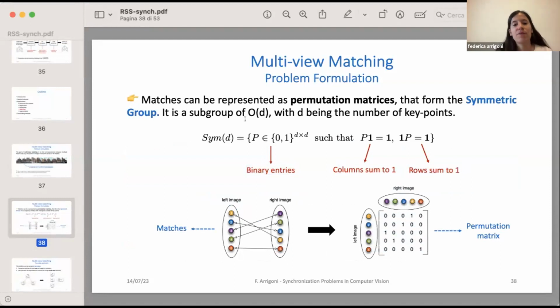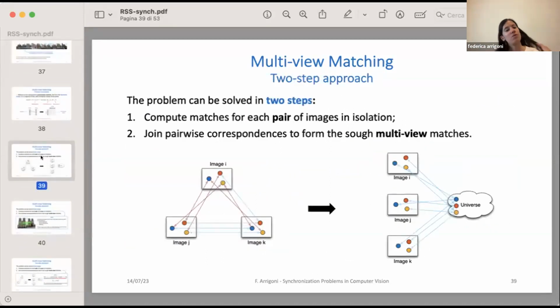And also this forms a group, which is called the symmetric group. And in particular, the size is given by the number of key points that are present in each image. And as shown in the figure, given some matches between two images, we can conveniently represent them as a permutation matrix. Given this representation, we can solve as before the problem in two steps.